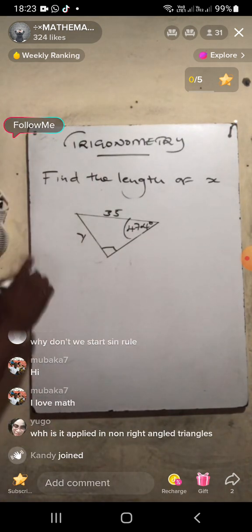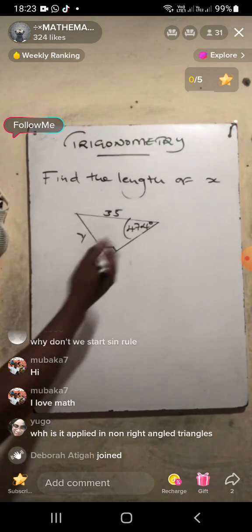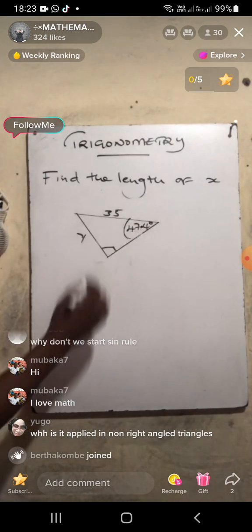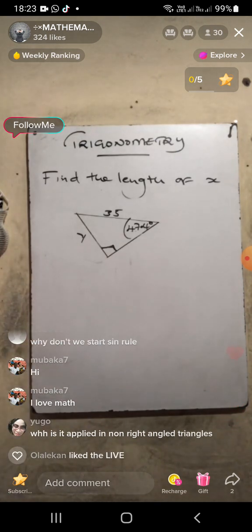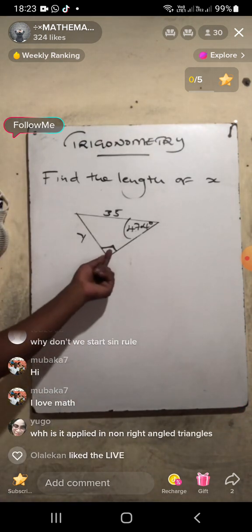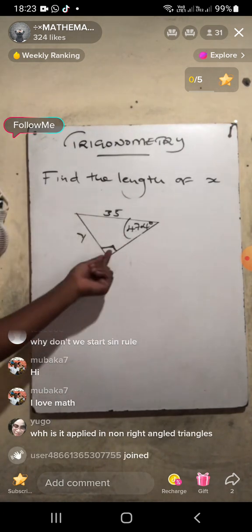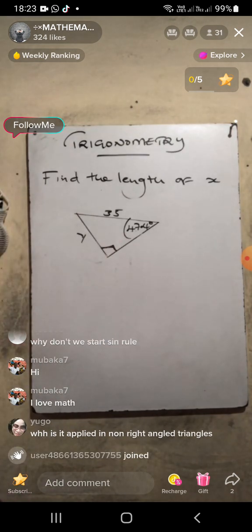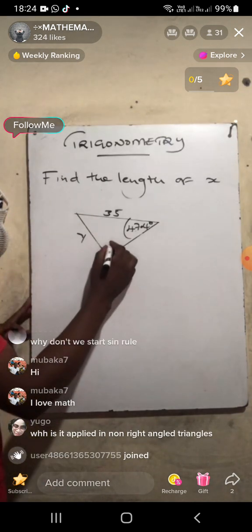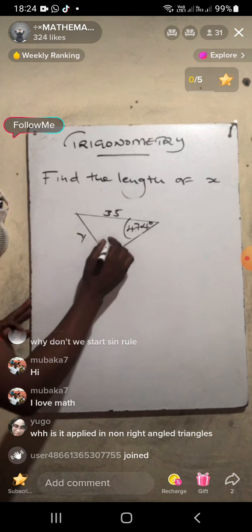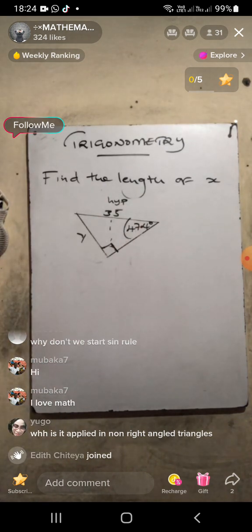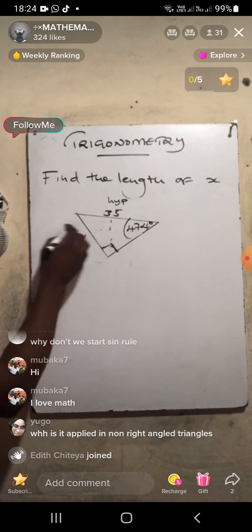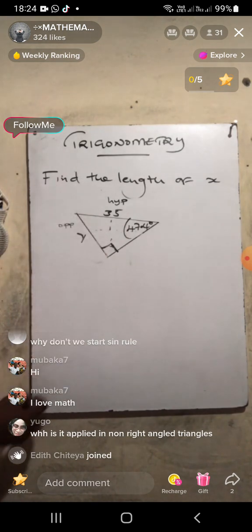All right, so now look at this. We have been given a side and an angle. Of course, this one is a right angle triangle, regardless of the shape. As long as it's a triangle and it has a 90 degrees angle, just know that it's a right angle triangle. So if this is our 90, that means the opposite of this is our hypotenuse, and the opposite of that is our opposite.